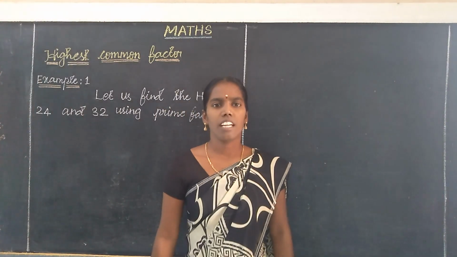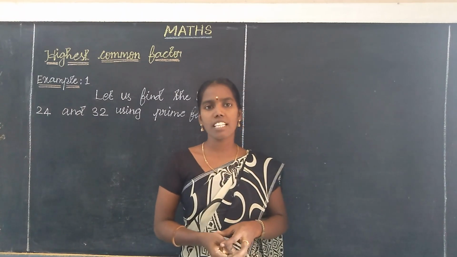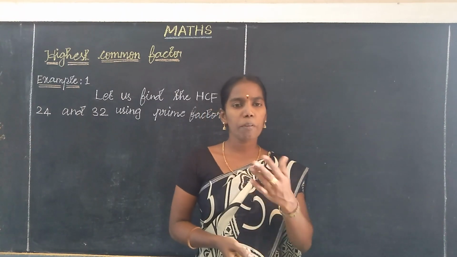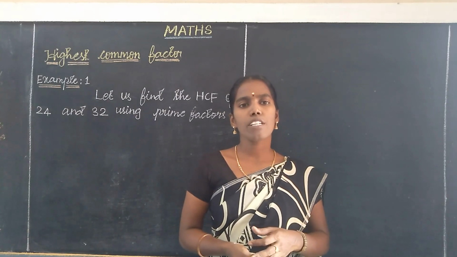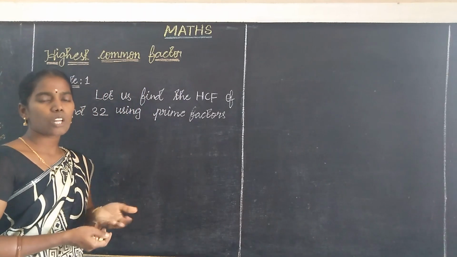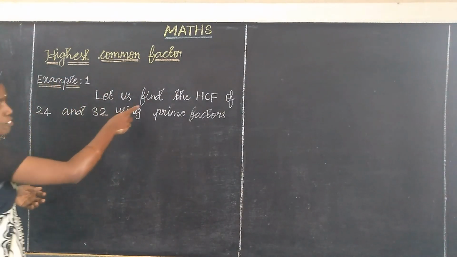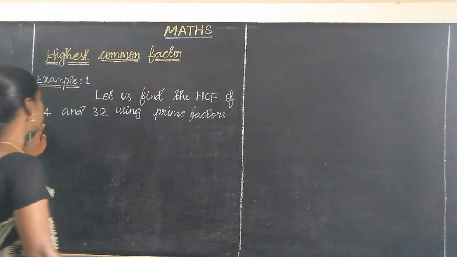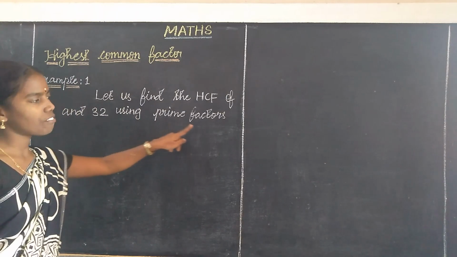Welcome students. In this video we learn about the highest common factors of numbers. In the previous video we learned about the rules for finding the highest common factor. This is the example problem. Let us find the HCF of 24 and 32 using prime factors.